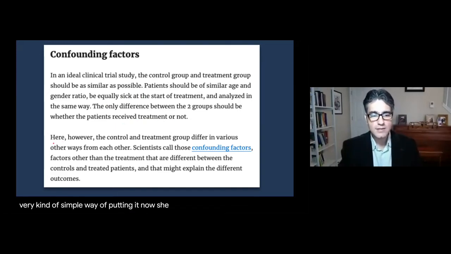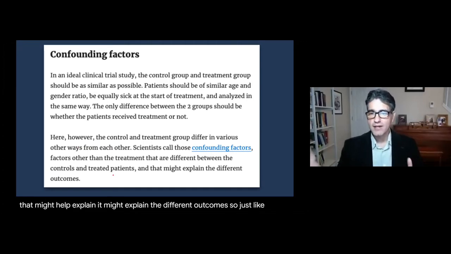Now she says, Elizabeth Bik says, here, however, the control and treatment group differ in various other ways from each other. Scientists call those confounding factors, factors other than the treatment that are different between the controls and treated patients that might explain the different outcomes.